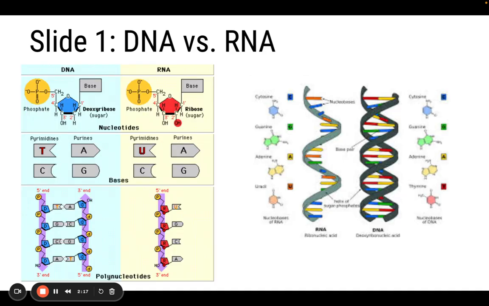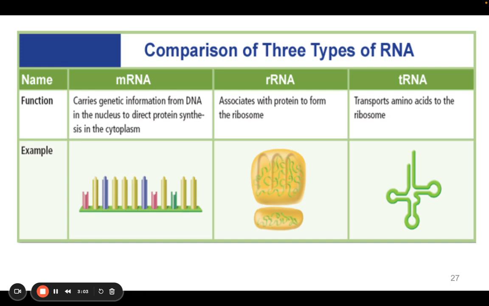Here's a slide showing you some slight differences between the DNA structure and the RNA structure. Here are your 3 different types of RNA. mRNA, which stands for messenger RNA. Messenger RNA carries genetic information from the DNA sequence out of the nucleus to the cytoplasm.